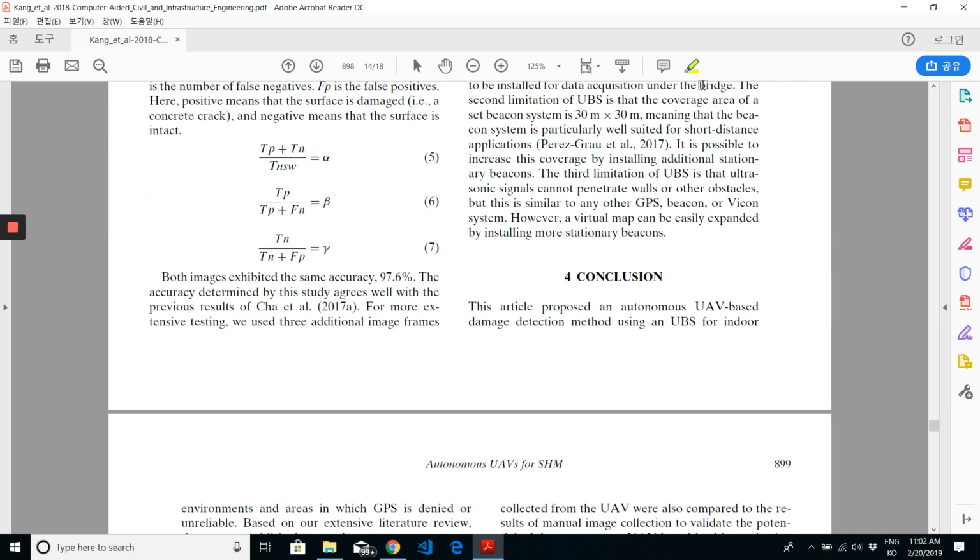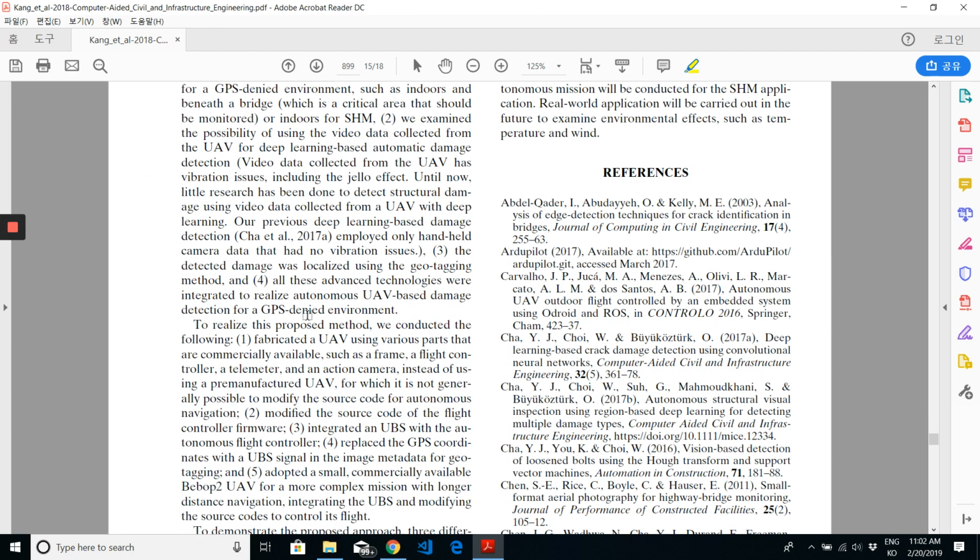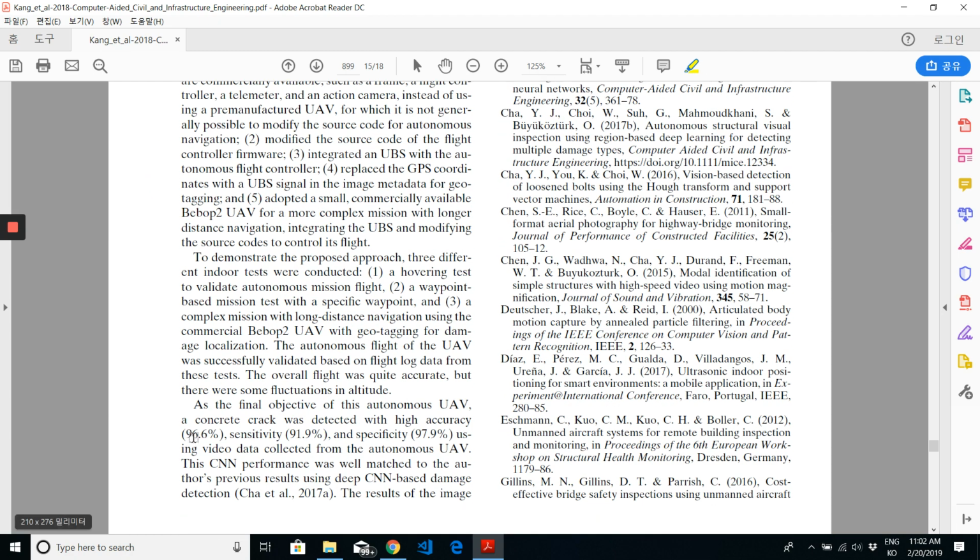As a result, we can get very high accuracies and also very high sensitivities and specificities. So if you are looking at autonomous structural health monitoring, I strongly recommend these implementations, or making them by yourself and then trying to improve them. It's really good for you, I think.